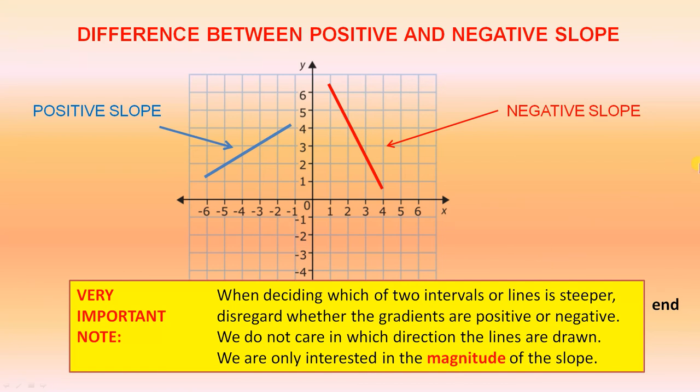So this video has introduced us to the idea of gradient or slope, and we've seen a few simple examples of how to calculate the gradient or slope of an interval using the points that are at the end, that is the endpoints of the given interval, and we use the x-coordinates and the y-coordinates to actually work out the slope or gradient.